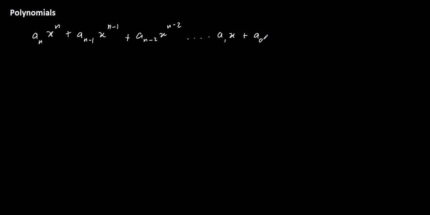Here, a_n can't be equal to 0. Because if a_n is equal to 0, then this whole term becomes 0, and this becomes our new a_n. So the idea of a_(n-1) is pretty redundant if we don't have a_n. You know what I'm saying, right? So a_n can't be equal to 0 because we wouldn't have any leading term.